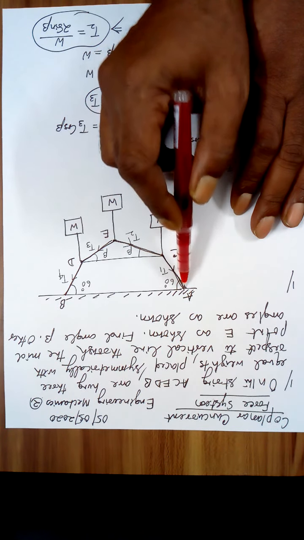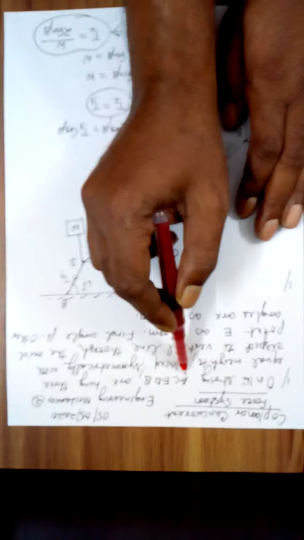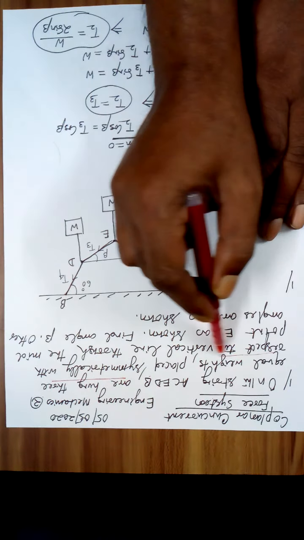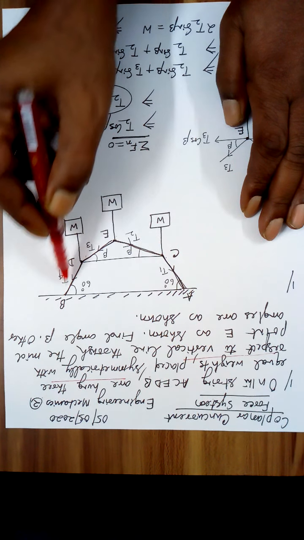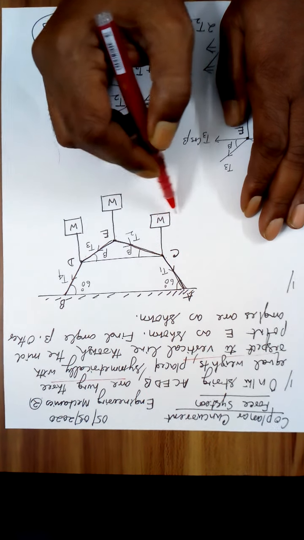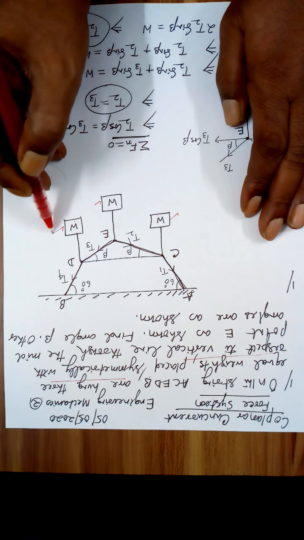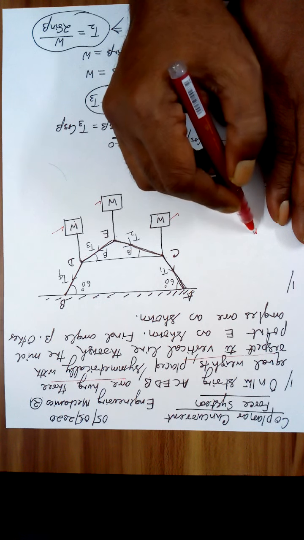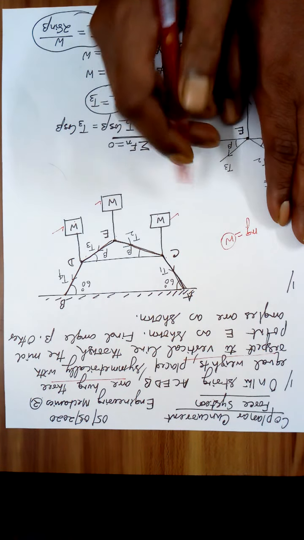This is a string A, C, E, D, B. On the string A, C, E, D, B are hung three equal weights. From this point a weight is hanging, from this point another weight is hanging, from this point another weight W is hanging. The three weights are equal. W means mg. Instead of writing mg, it is replaced by W, the weight, right?